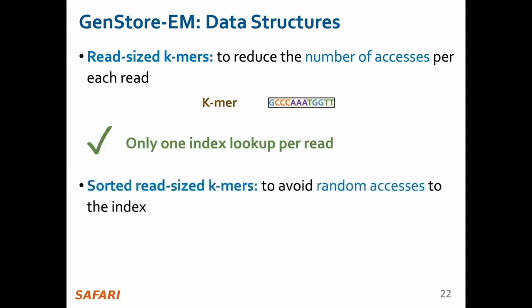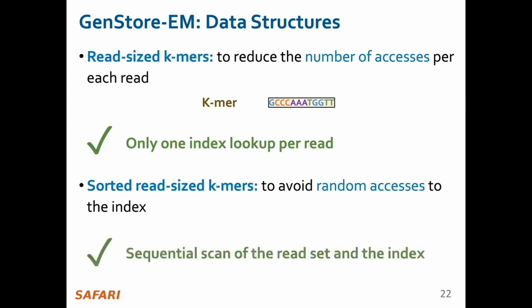Now with these read-sized k-mers, we have the ability to sort them, because we have only one access per read. So we introduce the concept of sorted read-sized k-mers to avoid random accesses to the index, because that enables us to sequentially scan the read set and the index instead of randomly accessing them. By these two optimizations, we reduce the number of lookups and also turn the random accesses into more efficient streaming accesses.